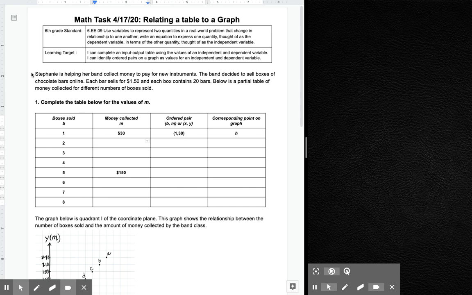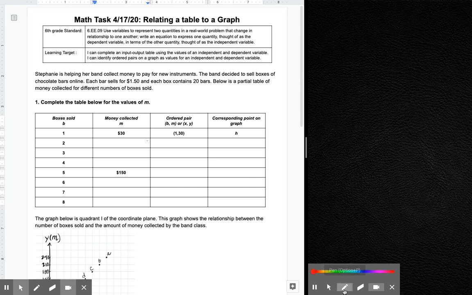So first thing we're going to do, like always, is make sure that we understand what this word problem is talking about. So it's saying that she's selling chocolate bars. I don't know if you guys have seen a lot of bands and choirs do this where they sell boxes of chocolate bars, and inside it's got a bunch of chocolate bars. You sell them for like $1 each, or in this case, $1.50 each.